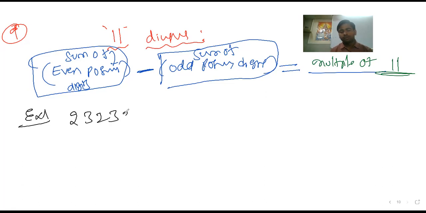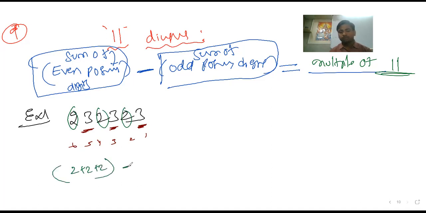2 3 2 3 2 3. This is the example I'll take. According to the question, these are the positions: 0 1 2 3 4, 1 2 3 4 5 6. Am I clear? This is the first position, these are the odd positions. What are the even positions? These are the even positions. Take the sum of the even positions. What is the sum of the even positions? 2 plus 2 plus 2.